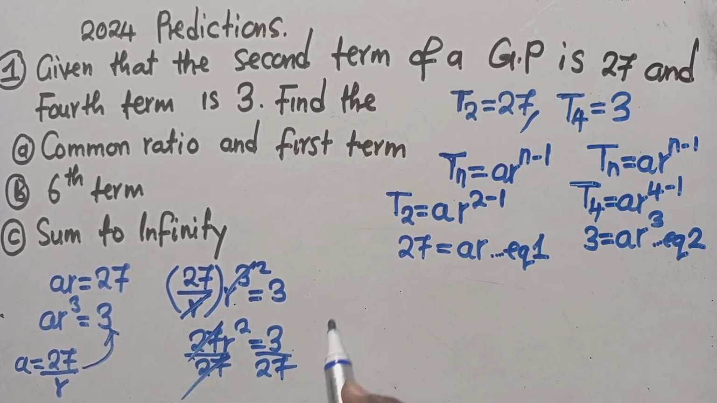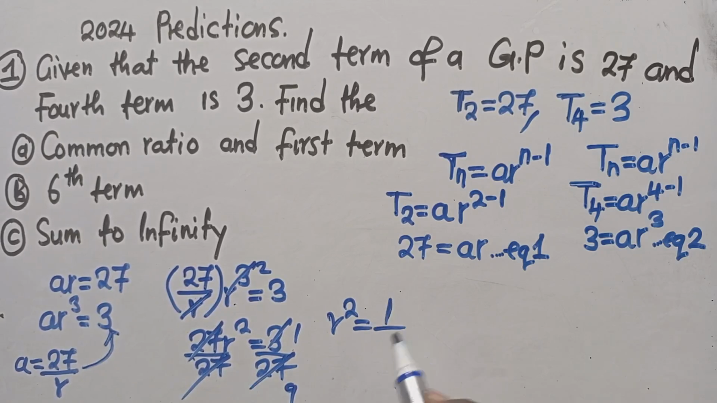This and that cancel out. I'm going to have r squared, which is equal to 3 over 27, which is 1 over 9. So the answer I'm getting is r squared equals 1 over 9. Here, I introduce the square root on both sides.